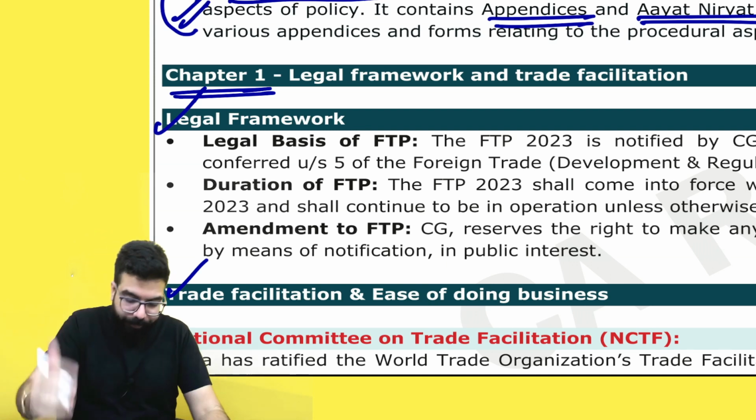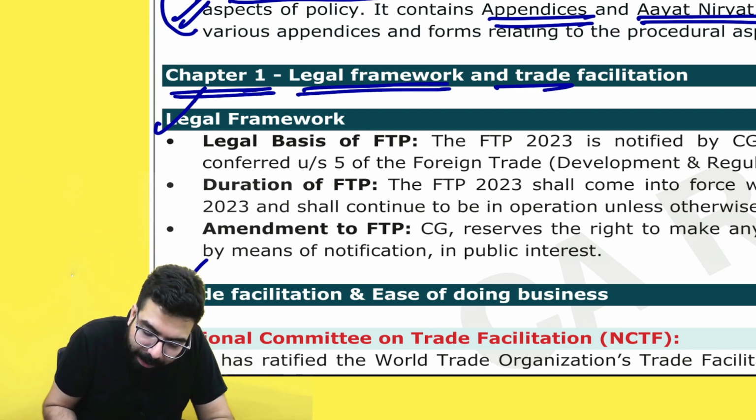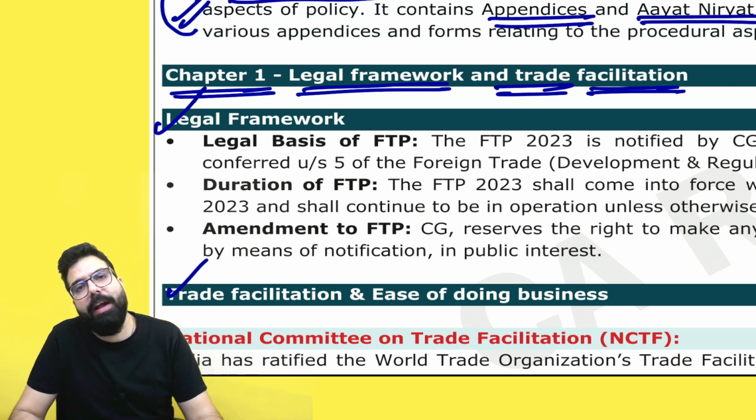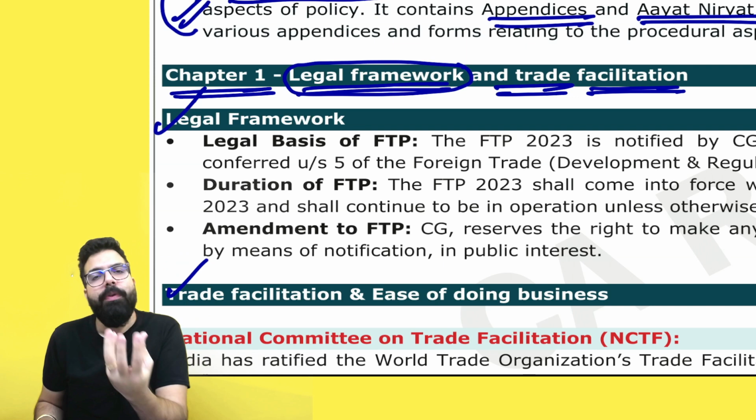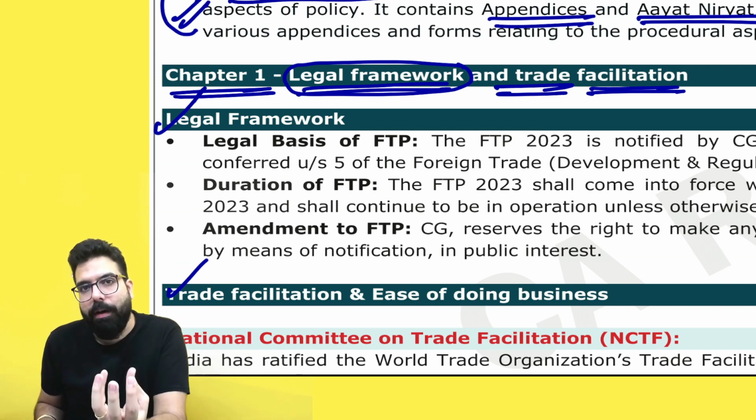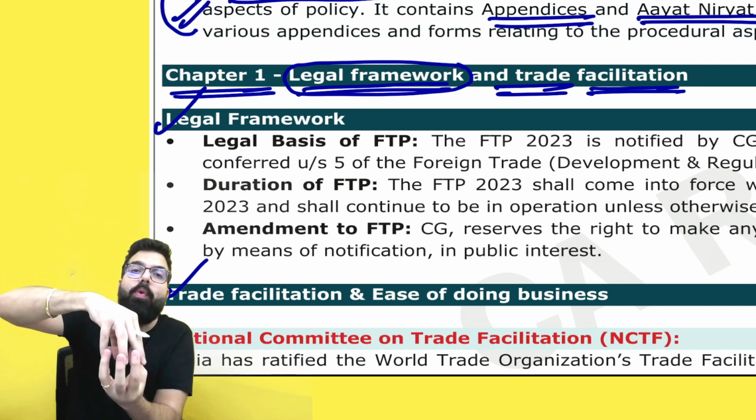Let's go ahead. Now, the legal framework and the trade facilitation. What is the legal framework? Basically, the foreign trade policy is made under which legal framework? What is the act governing it?